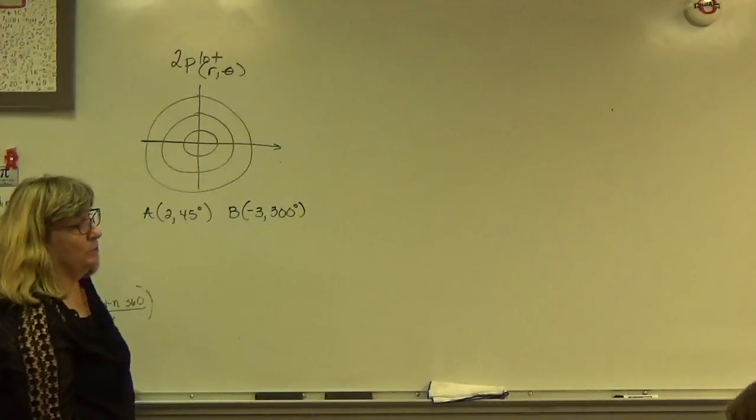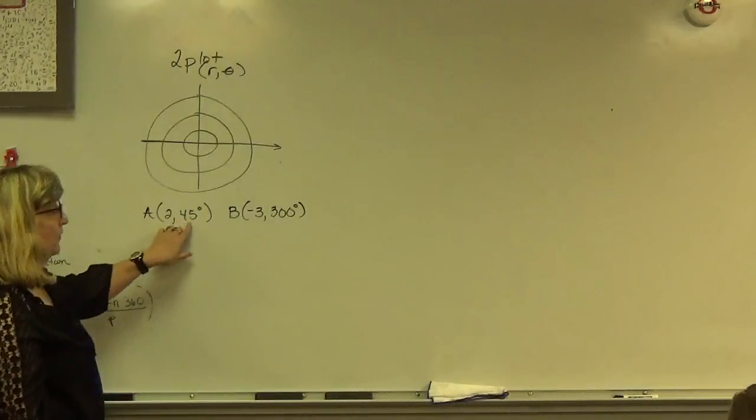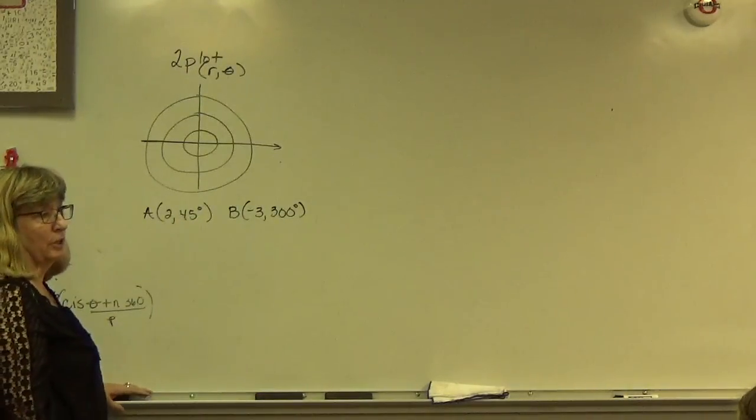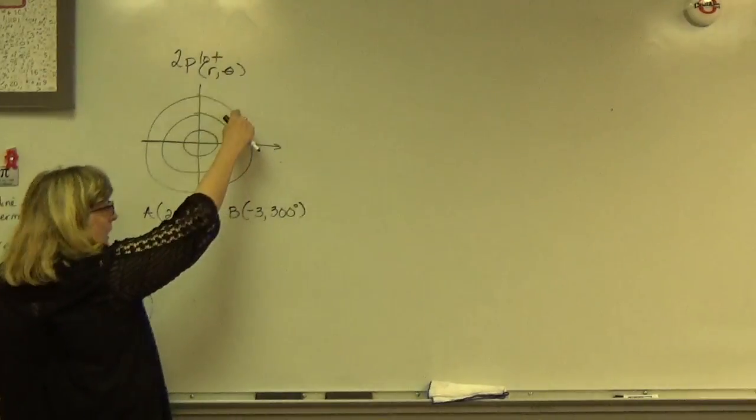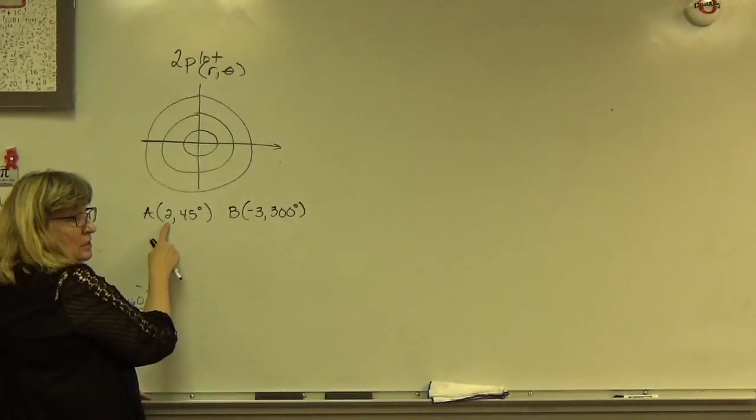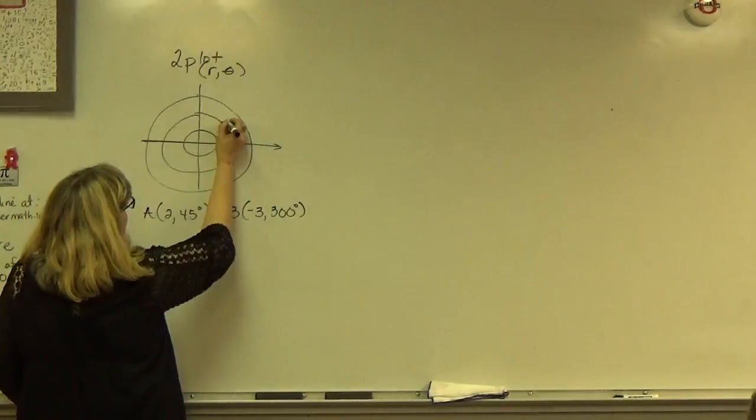So I have 2 points I want to plot. I want to plot the point 2, 45 degrees. So where's 45 degrees located? In between the 90 and 0. So it'd be right here, right? Yeah. And we'd go out how many radiuses? 2. So 1, 2. So there would be point A.